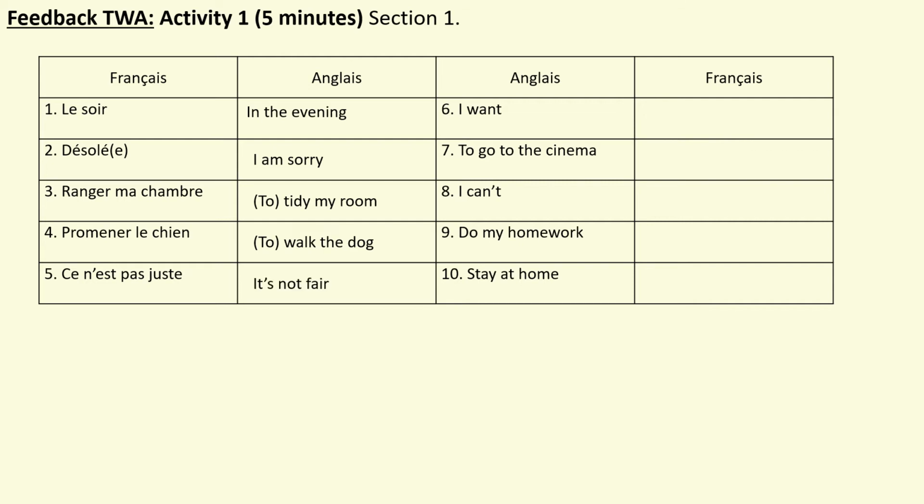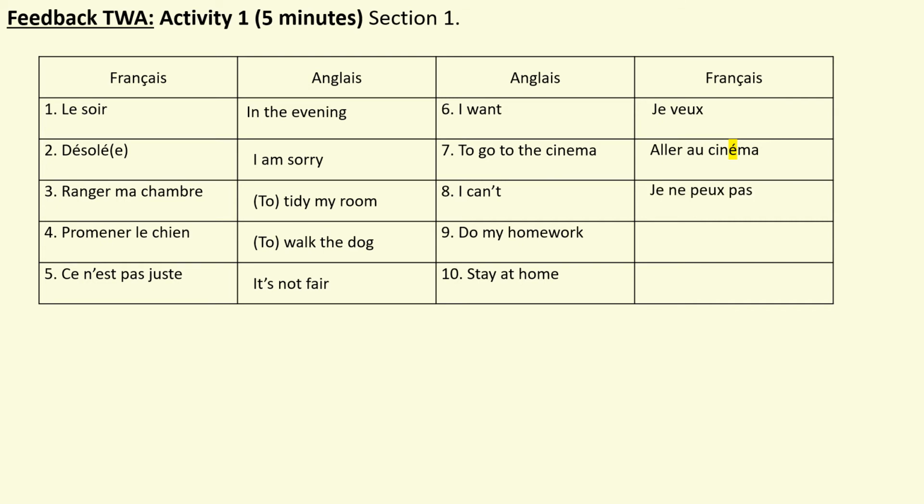Ce n'est pas juste is it's not fair. I want is je veux. To go to the cinema is aller au cinéma. Now, as I mentioned, there weren't the accents available, but I'll put them in a little box at the top next time so that you can just copy and paste them and use them as you want to. This is a bit like how you've seen it on Languages Online, where they have a box with the accents in there. I'm going to do that for you in future.